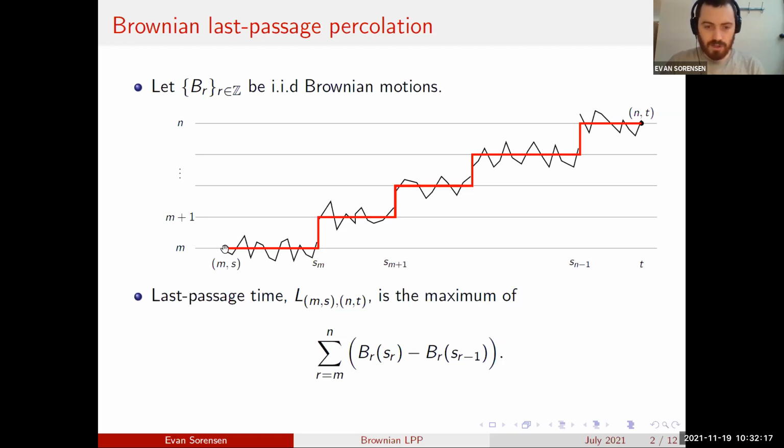So along the first level m, I have an increment from s to s_m. Then I move up, I have an increment of the next Brownian motion on the next level. And I'm taking sums of all these increments of Brownian motion and trying to find the maximum. That is the last passage time. And the path that achieves this is called a geodesic.